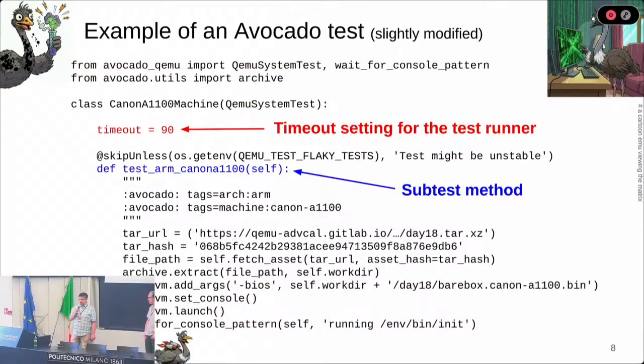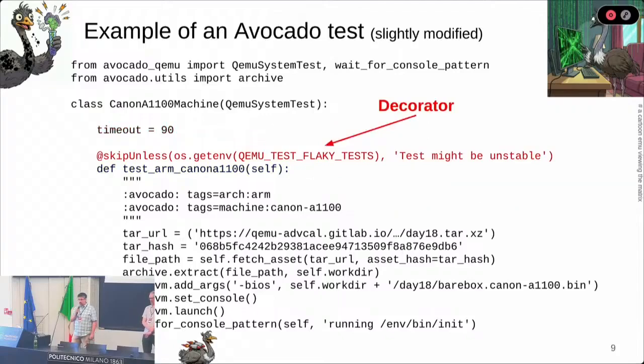Then there's something like a timeout setting, which is used by the test runner to cancel the test after a couple of seconds in case the test is stuck. And you can see here a subtest method. The functions that start with the test underscore prefix are the subtests. Each file can have multiple subtests, and they are run independently. Then there's a decorator, which can be used to skip the test in case a condition is not met.